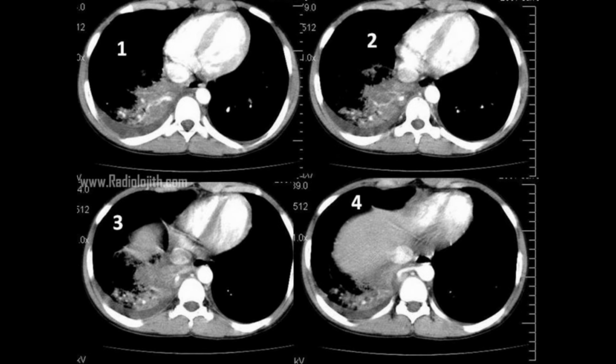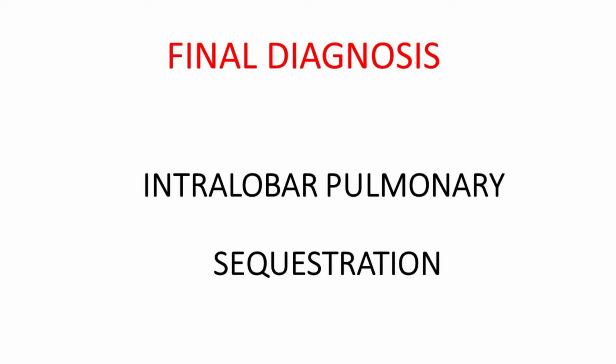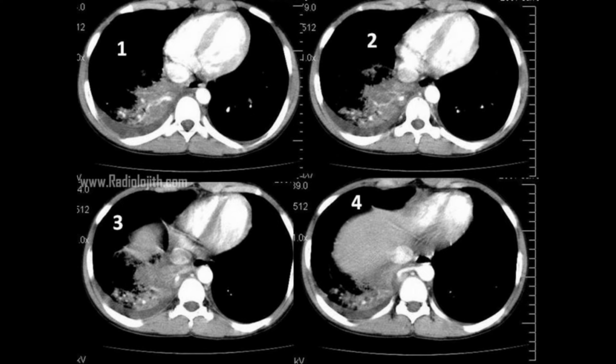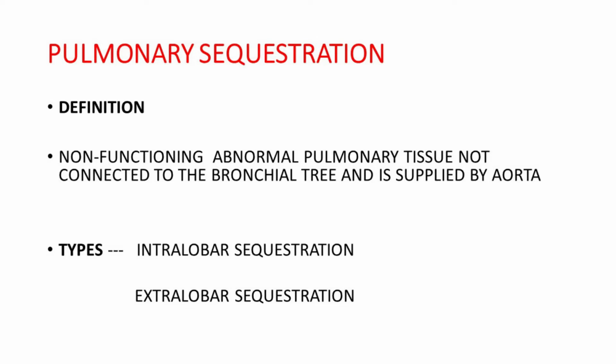So the final diagnosis is very simple and very straightforward. It is intralobar pulmonary sequestration in the right lower lobe with mild degree of pleural effusion. Pulmonary sequestration is defined as a non-functioning abnormal pulmonary tissue not connected to the bronchial tree and is supplied by aorta. There are two types: intralobar sequestration, which is drained by pulmonary vein, whereas extralobar sequestration is drained by portal vein or other veins, not by the pulmonary vein.